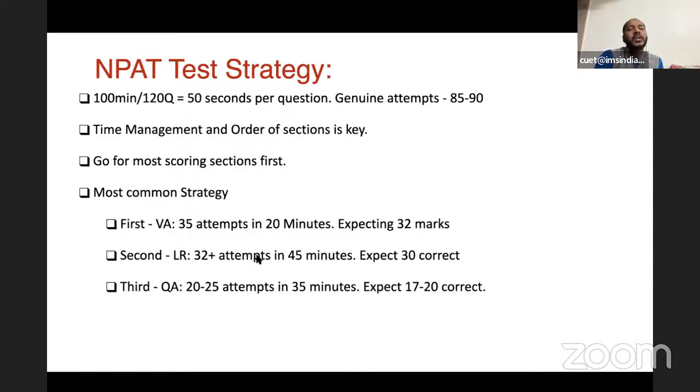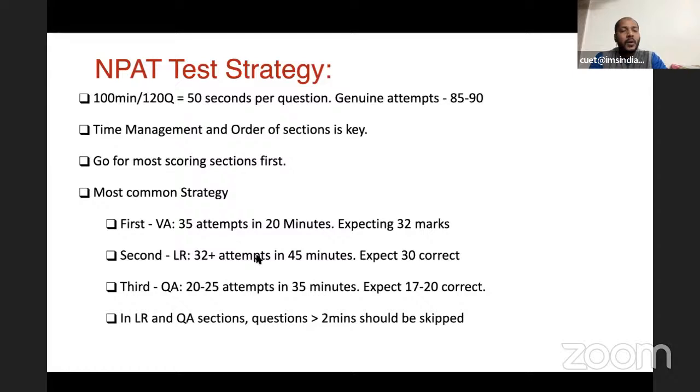In the QA section, you will try to attempt 20 to 25 questions in 35 minutes and try to get around 17 to 20 correct. If you go about it this way, it's very simple to crack the NPAT and get into NMIMS Mumbai campus. Okay. Now the important thing is, in LR and QA sections, as we discussed earlier, questions which take more than 2 minutes per question should be skipped.